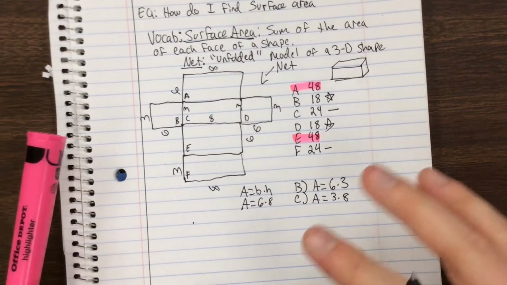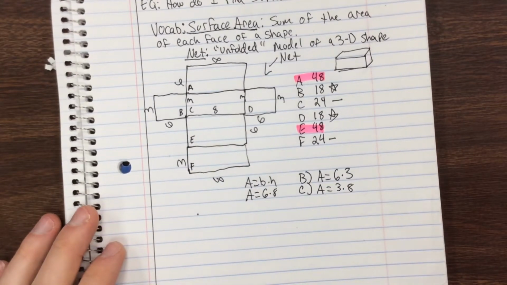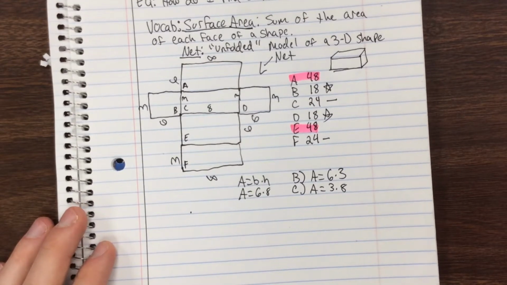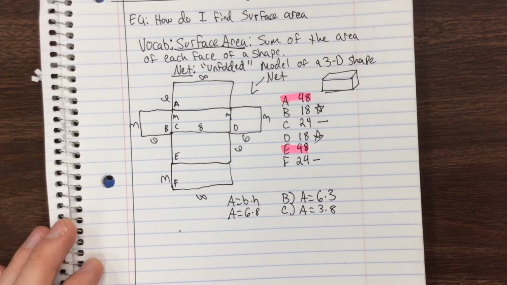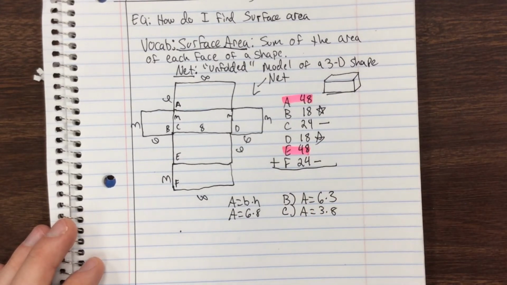So you really only have 3 different dimensions on here, 3 different measurements. They're just repeated twice to make the shape a 3D shape. So that was a rectangular prism. But what you have to do now is go ahead and add it all up. So I want you to do that right here. Add them all up and then show your teacher what you got tomorrow.